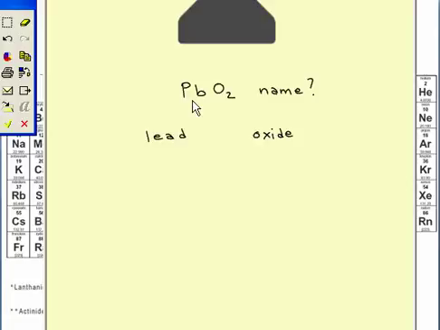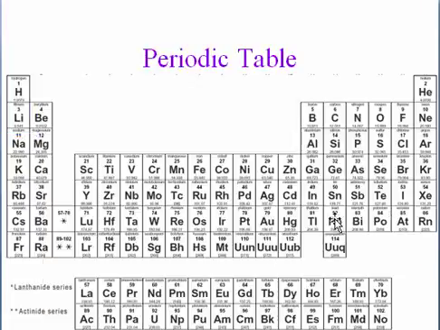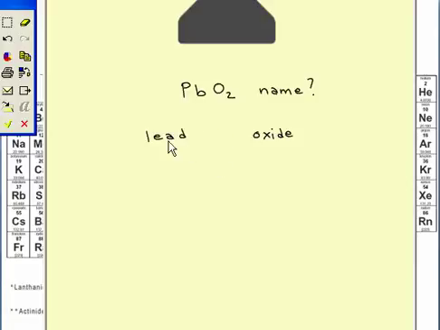This is an ionic compound because it begins with a metal, lead. So we know that the name of the cation is going to be lead, and that the name of this anion is oxide. Now because lead is over here, it has a variable charge. Remember, alkali metals, alkaline earth, aluminum, zinc, and silver always have the same charge, but all other metals have at least 2 charges available to them. So we've got to indicate what the charge of lead is, and we'll do that in Roman numerals.